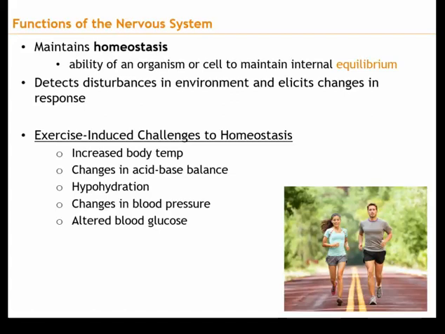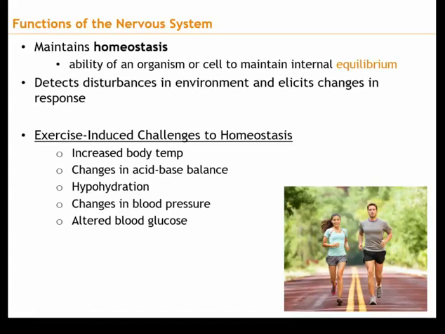Next is altered blood glucose. The muscles require glucose to produce ATP to give you energy. So you're using up your blood glucose, which decreases and puts you close to hypoglycemia. So what happens? The body will start to break down glycogen from the muscle for extra fuel. The body pulls from your glycogen stores in your muscle to give you more energy.